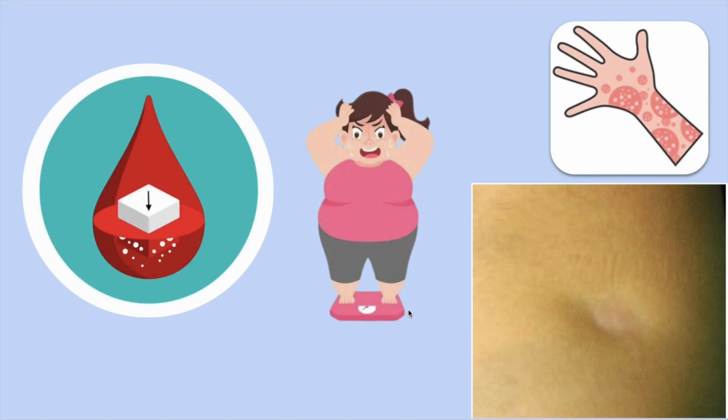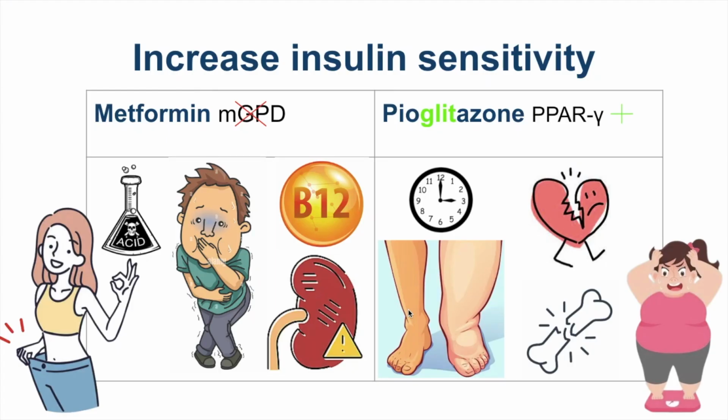Now let's talk about oral agents that we use. We classify these drugs by their mechanism of action. The first group is drugs that increase insulin sensitivity. The drugs are Metformin and Pioglitazone.